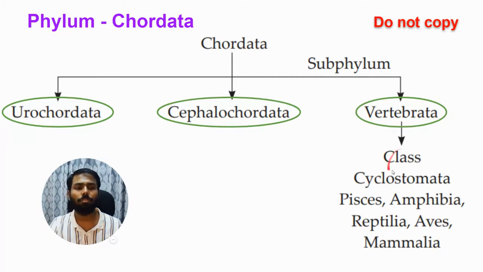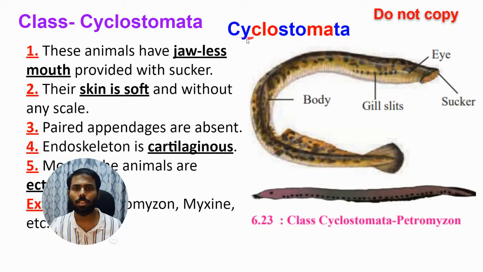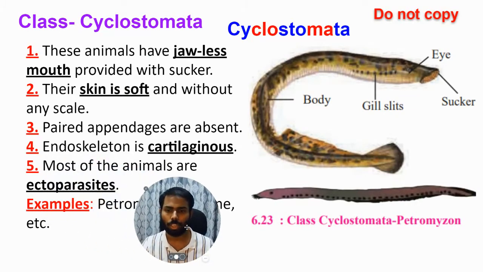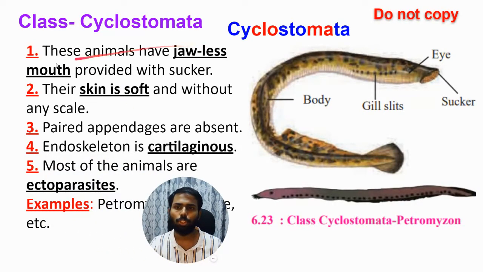Now we'll go into different classes of vertebrata. Okay, so the first class is Cyclostomata. How do you pronounce this? Cyclostomata. So the first class we are learning under vertebrata is Cyclostomata. These animals have jawless mouth. The jaw will be absent. And mouth is provided with sucker, which will help them to eat things.